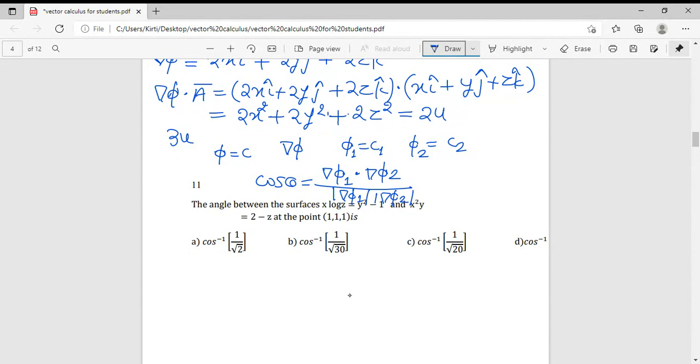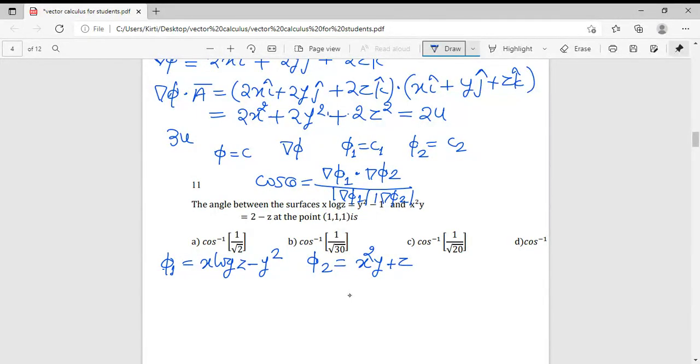So we need first del phi 1 and del phi 2. Two surfaces are given. The first surface is x log z equals y square minus 1. From this we will find phi 1, which is x log z minus y square. Then let's find phi 2 from the other surface, x square y equals 2 minus z. Shift all the variable terms to one side, leaving the constant. So phi 2 is x square y plus z.